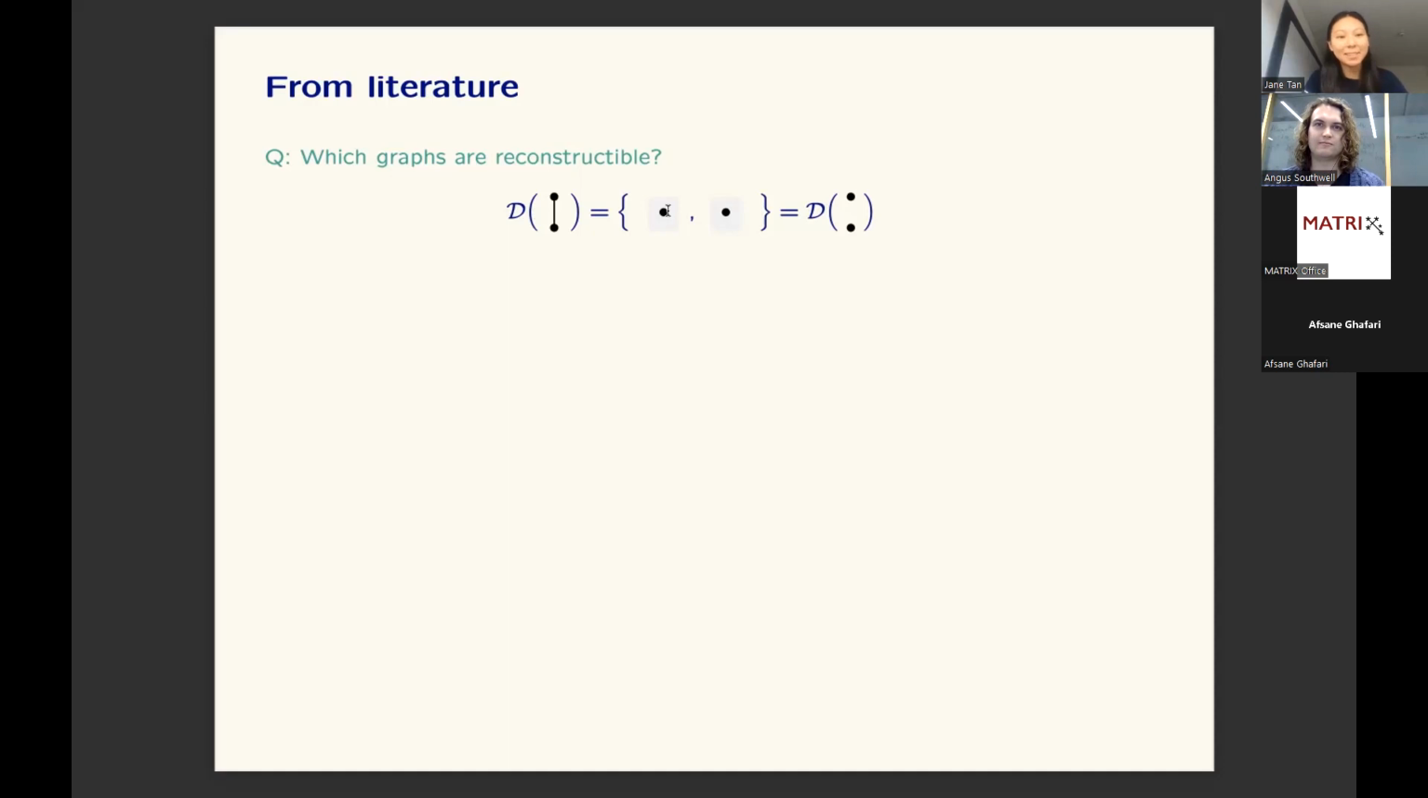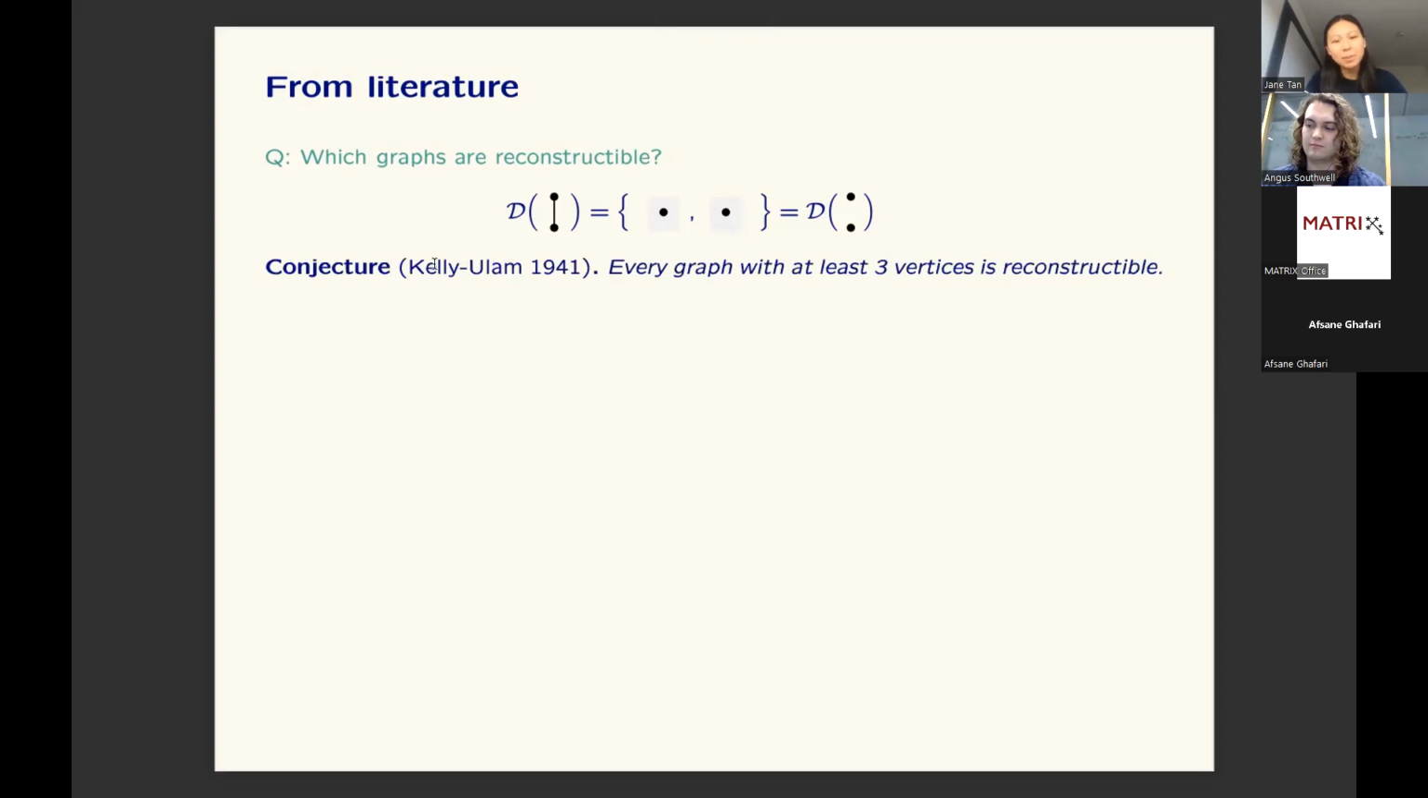But what's amazing is that this is the only known example of a non-reconstructible graph. There's a very famous conjecture of Kelly and Ulam from 1941. This came from Kelly's PhD thesis, which was supervised by Ulam. And it states that every graph with at least 3 vertices is reconstructible. This is wide open. People have been working on this really since 1941.